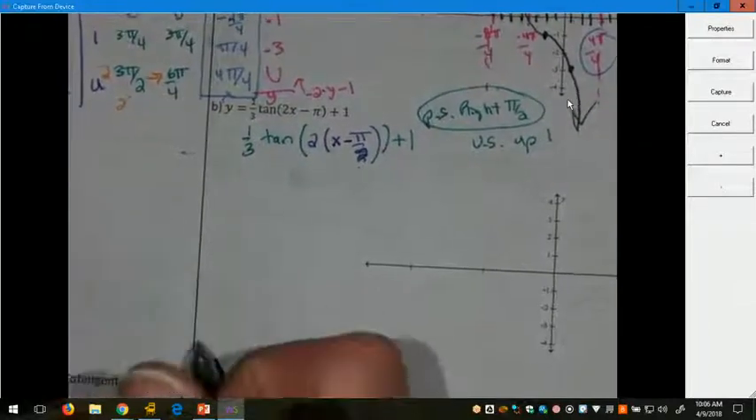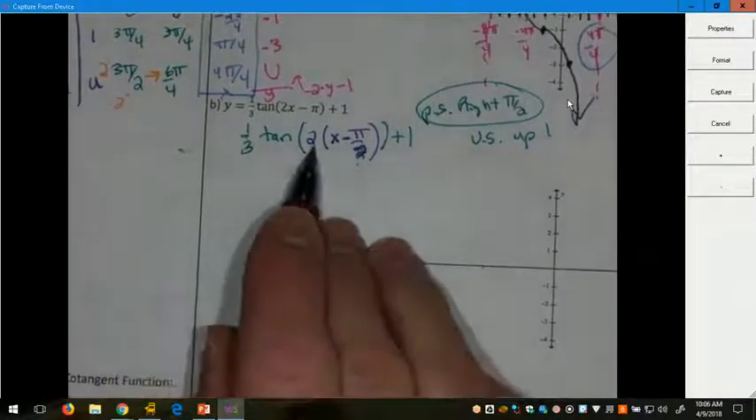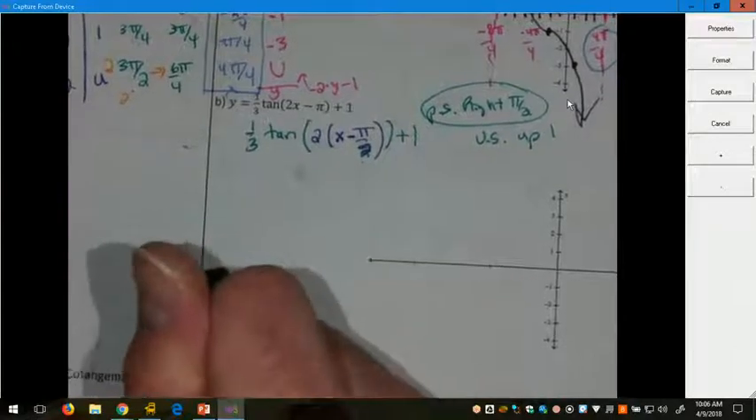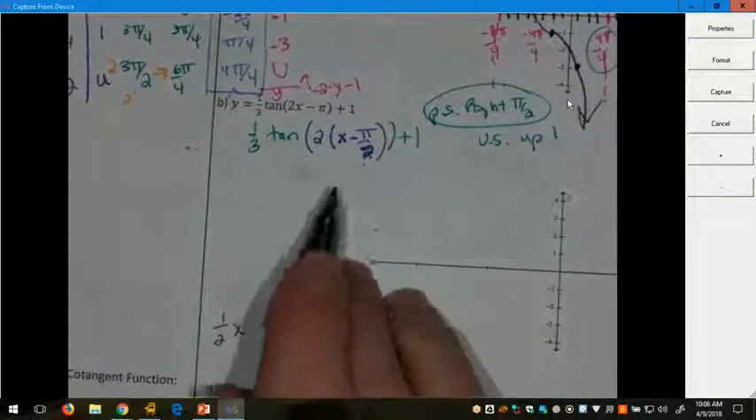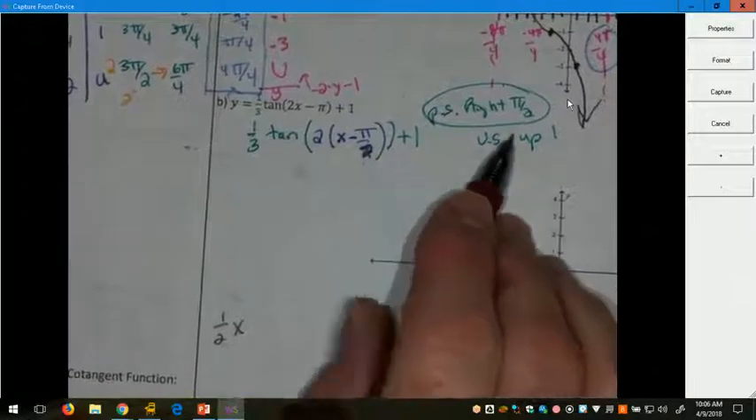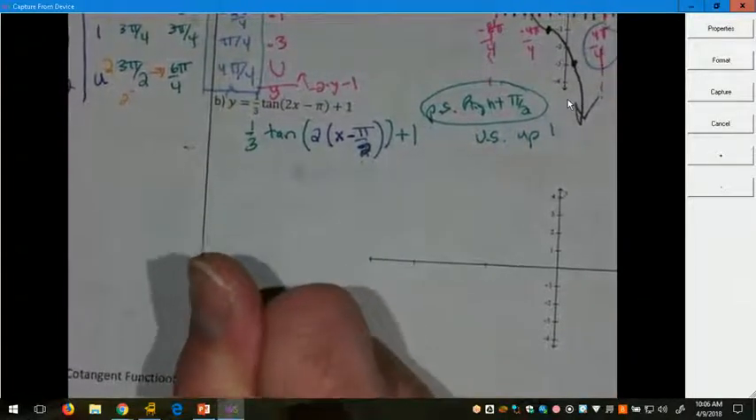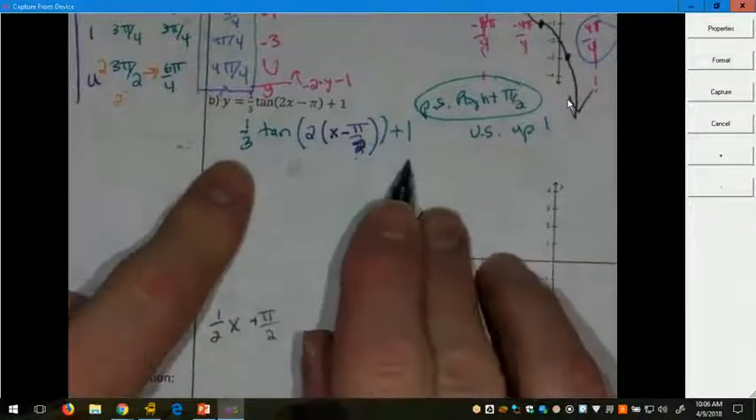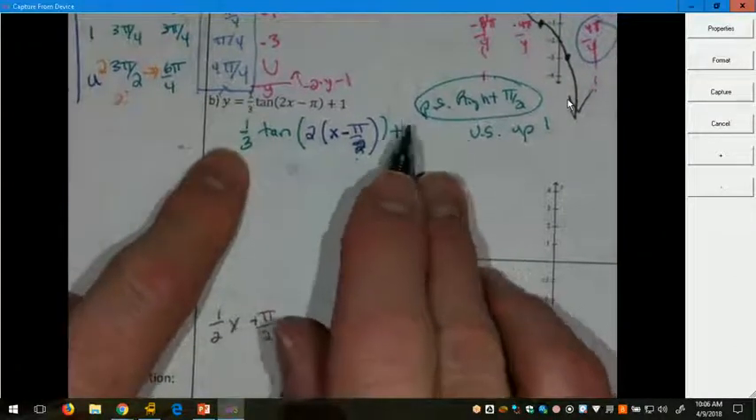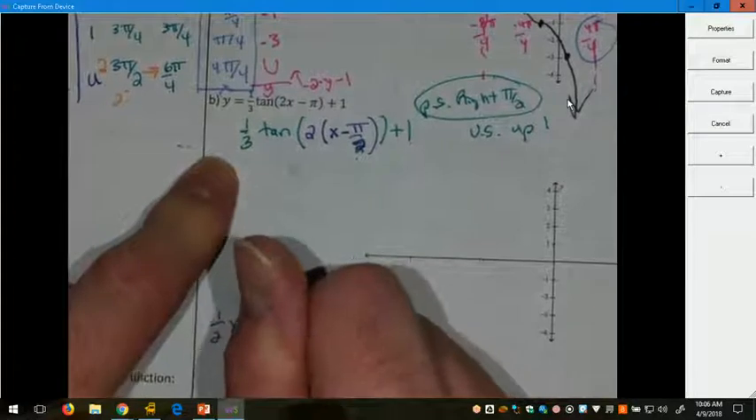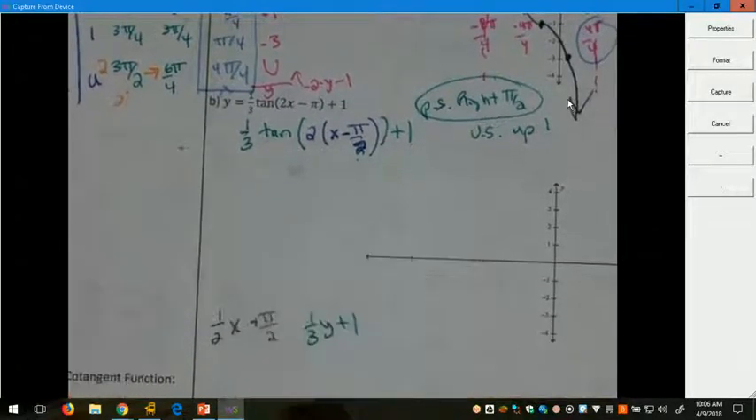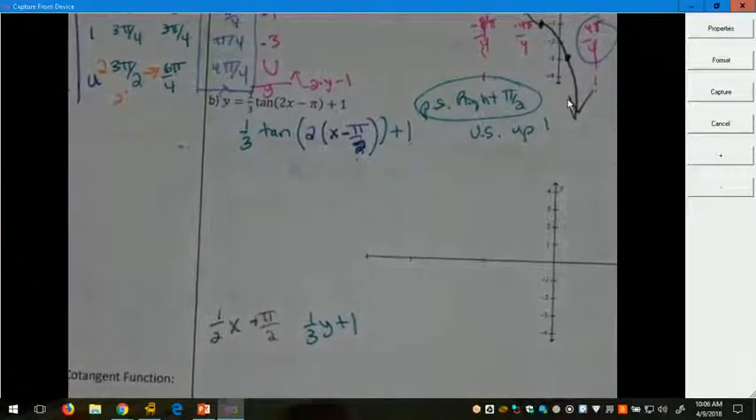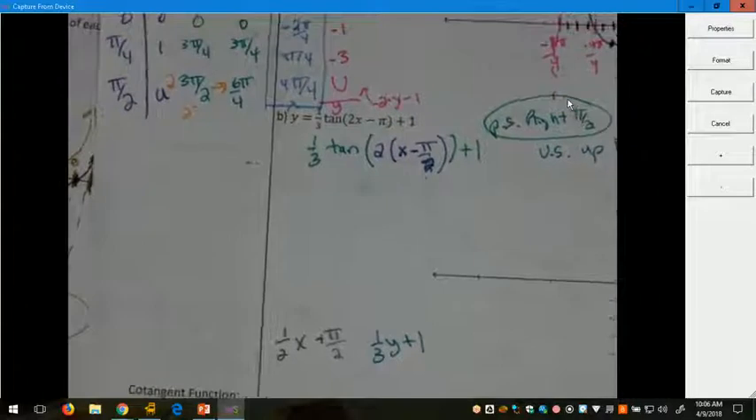Now to calculate our new values, we're actually going to do the reciprocal of this, so we'll do 1/2 times our x, and the opposite of this, to make it go right, we'll have to add pi over 2. But what's outside the parentheses is exactly what we do to y. 1/3 times y plus 1. So this will give us our graph. From there we can write our vertical asymptote and the equation for all of them.